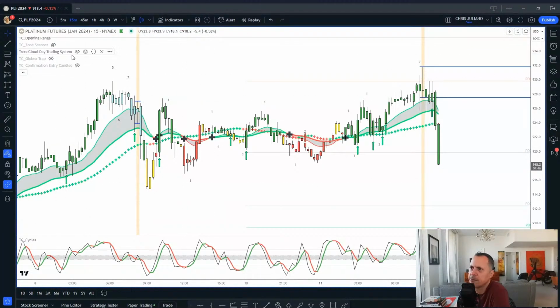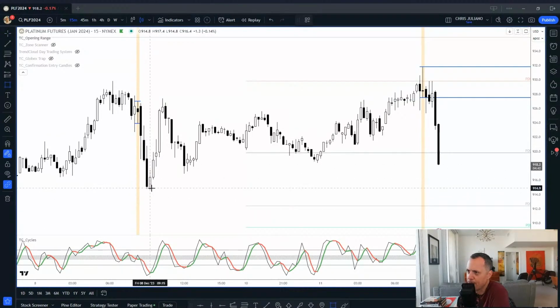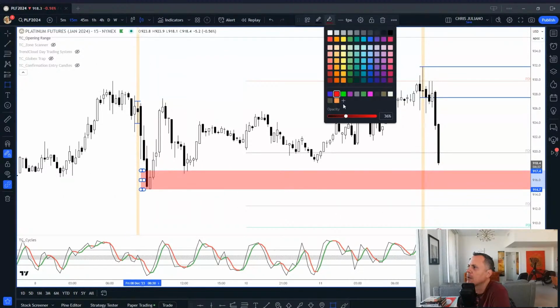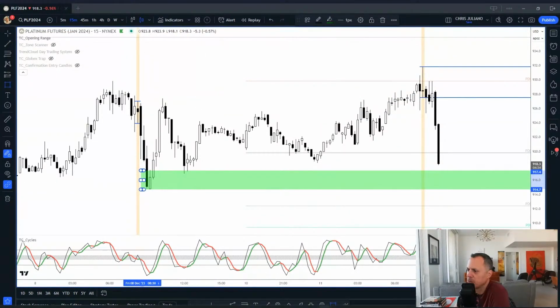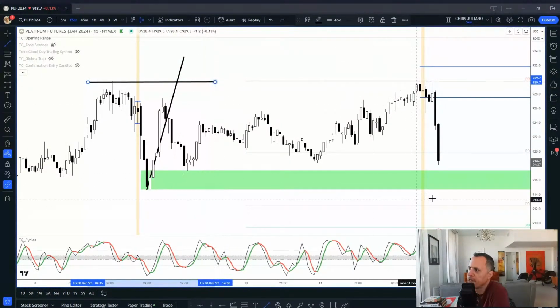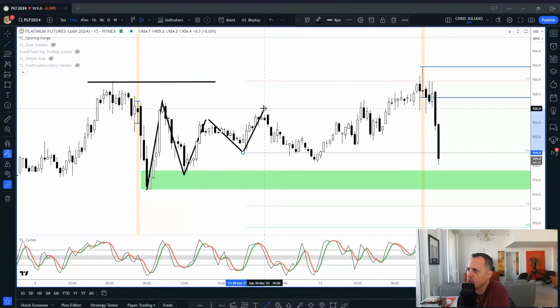Like if this demand zone, this drop base rally right here, okay, if this demand zone broke through structure right here, then I would say, yeah, this is looking good, right? But it didn't do that. It went to here, right? Pulled back, retested that area, and just went sideways. Look at this sideways movement, guys.